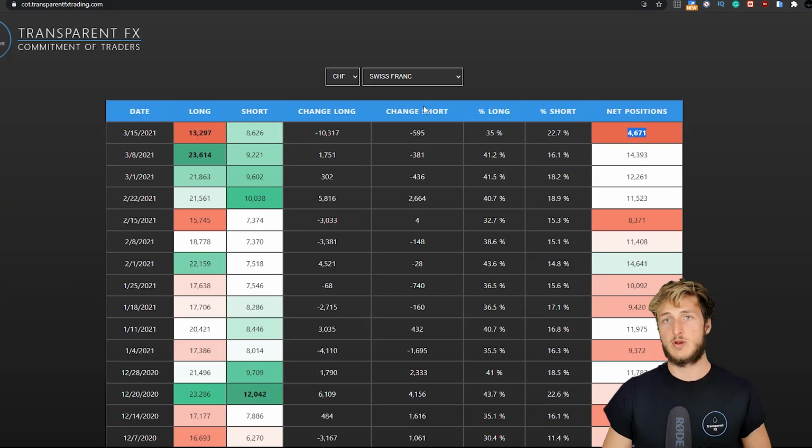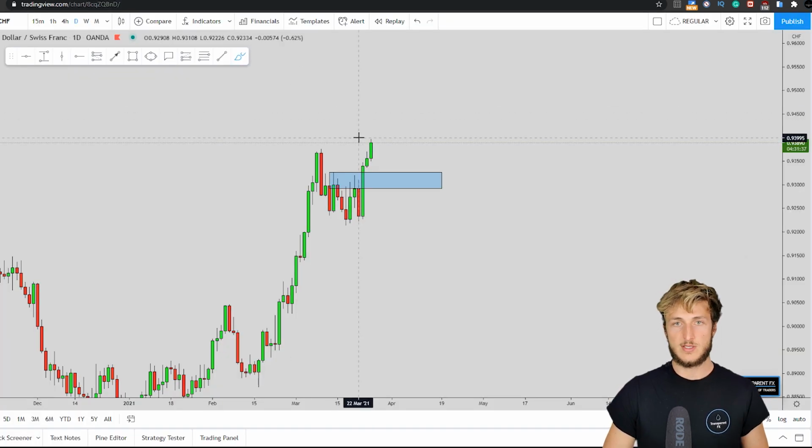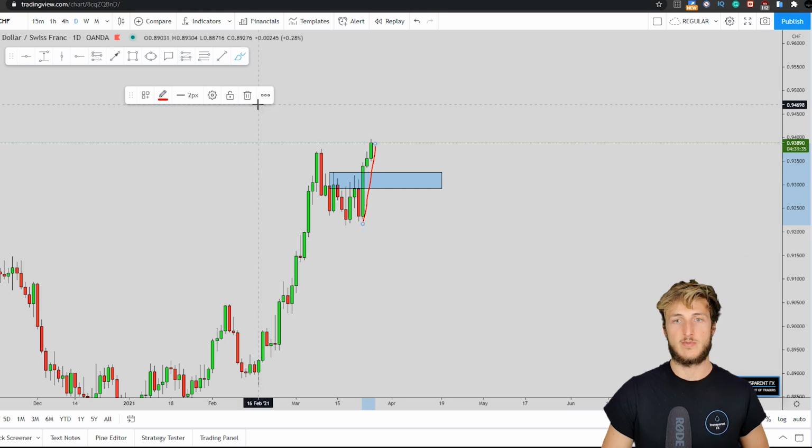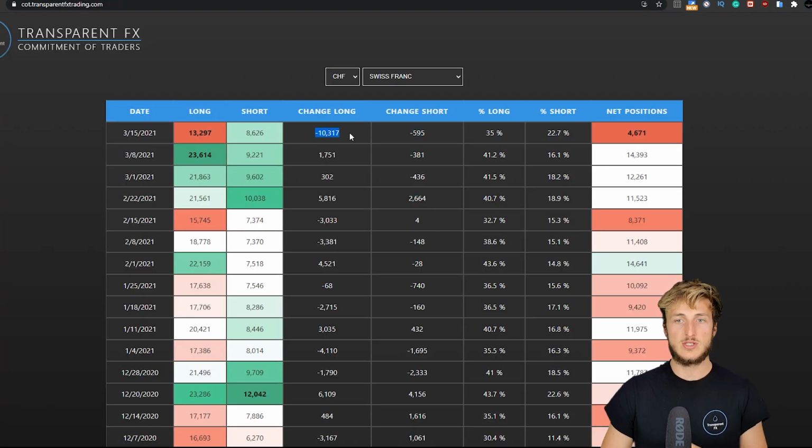However, there is one very important thing to notice. Even though CHF is getting weak and the market is creating the move to the upside, the weakness, so the drop of the net positions, is not coming from shorts getting added. In fact, shorts are getting closed. The only reason for which we see a weak CHF, so we see USDCHF making the move to the upside, is because longs are getting closed from an institutional perspective.